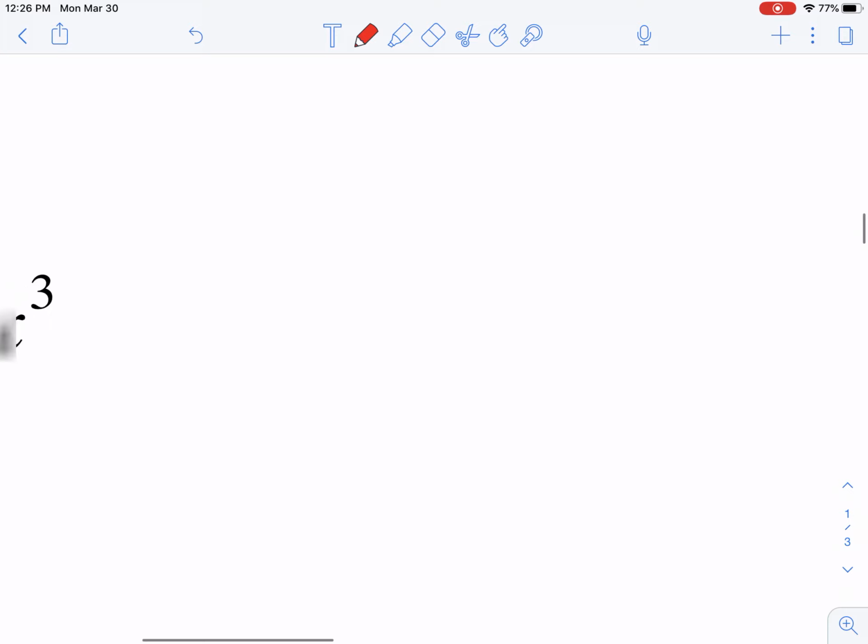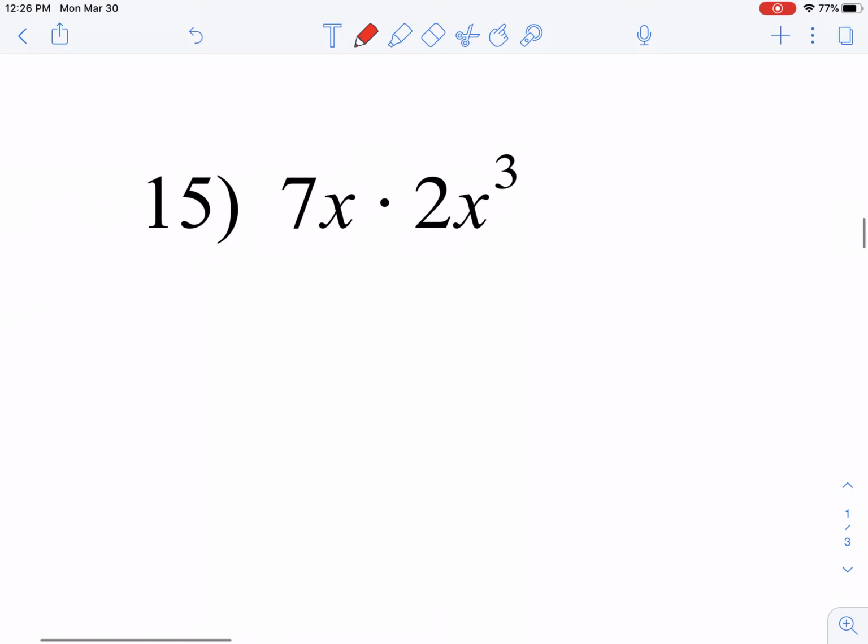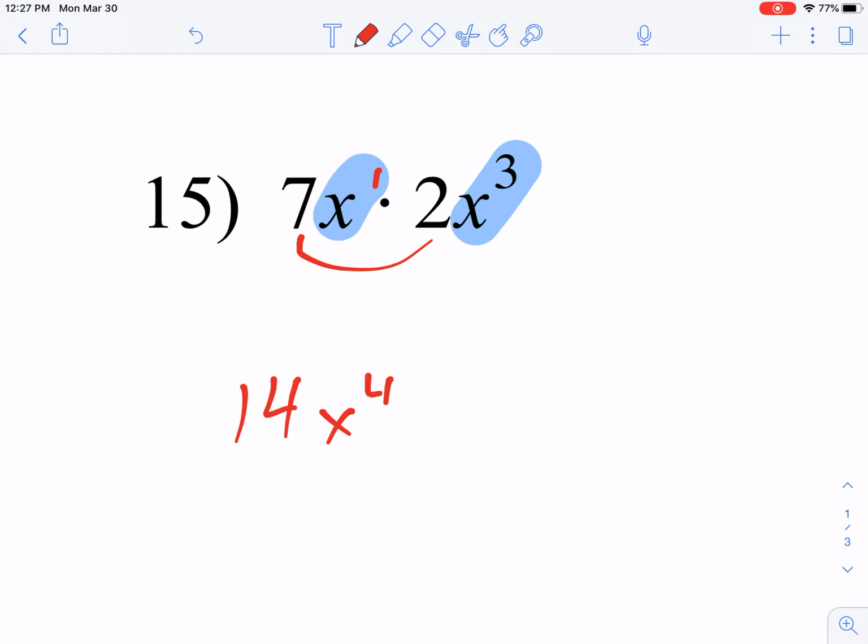Number 15, which is the last problem. So 7 times 2 is 14. And then we're going to keep the x. And remember, if there's not something written there, it's the number 1. So 1 plus 3 is 4. So it becomes 14x to the 4th. Now, this completes your actual review.